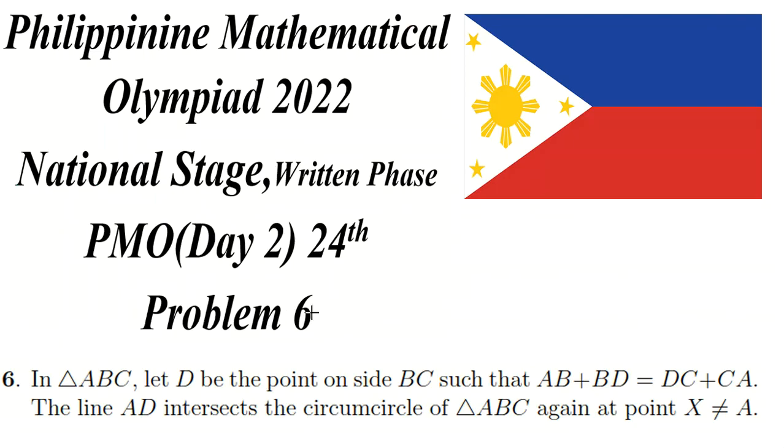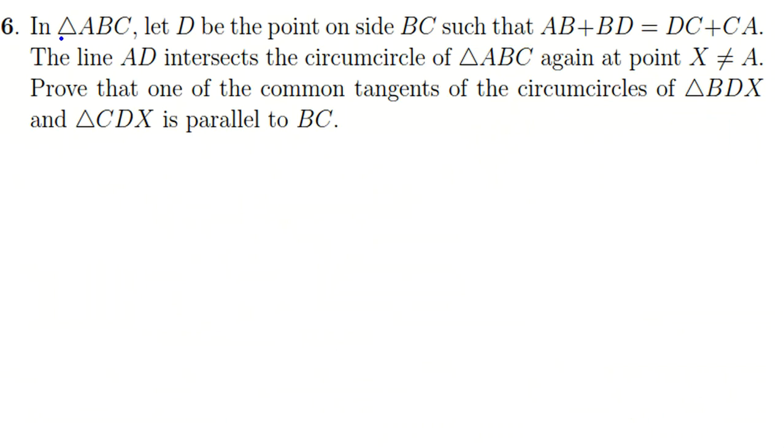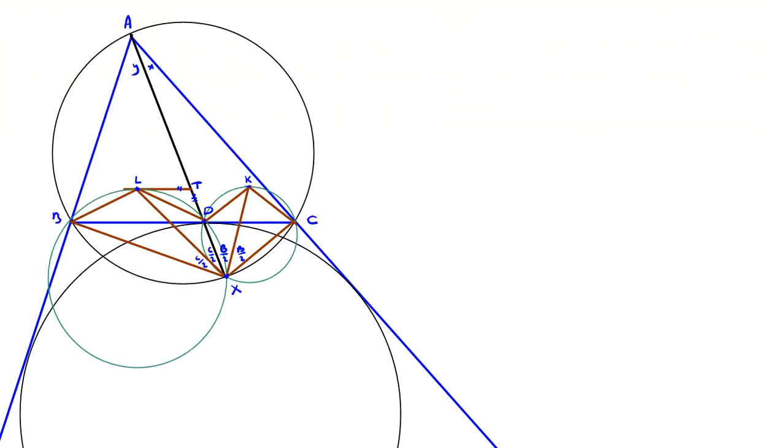Okay, problem number 6 is the following. In triangle ABC, let D be the point on side BC such that AB + BD = DC + CA. The line AD intersects the circumcircle of triangle ABC again at point X that is not equal to A. Prove that one of the common tangents of the circumcircles of triangles BDX and CDX is parallel to BC.